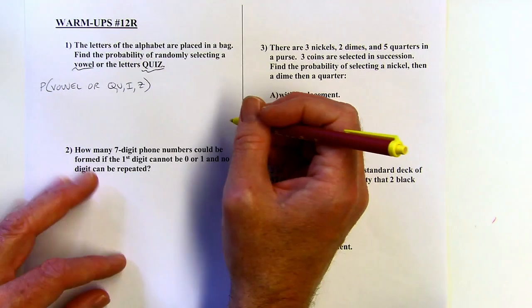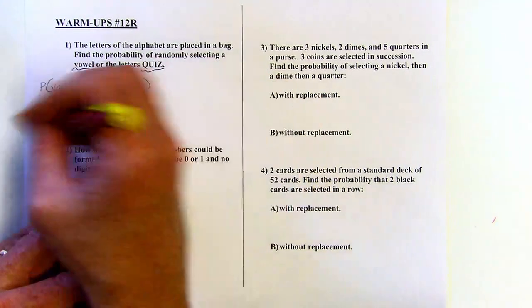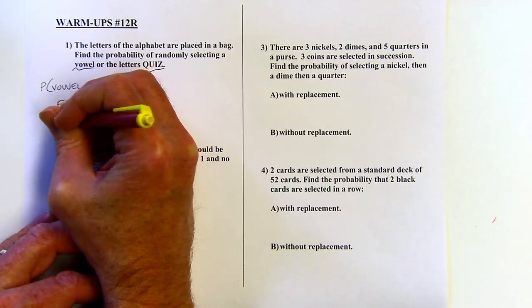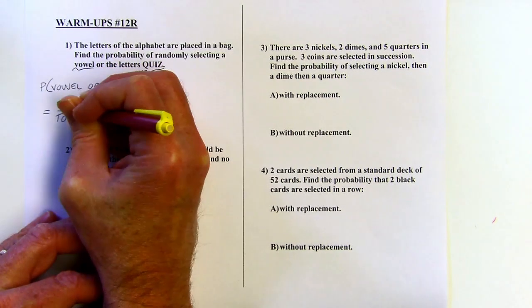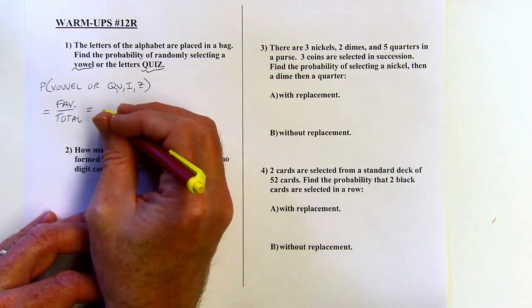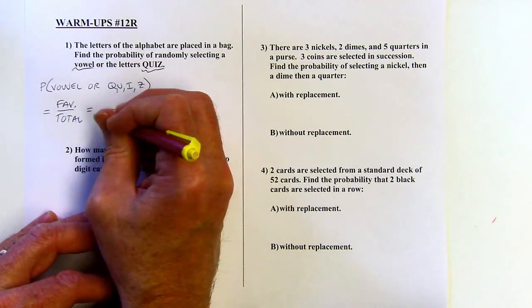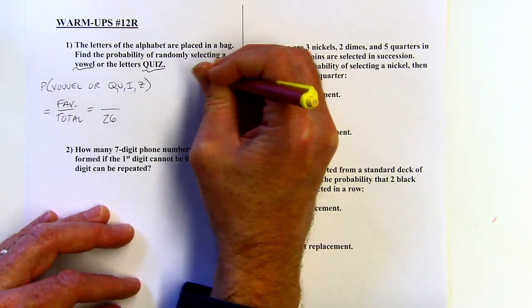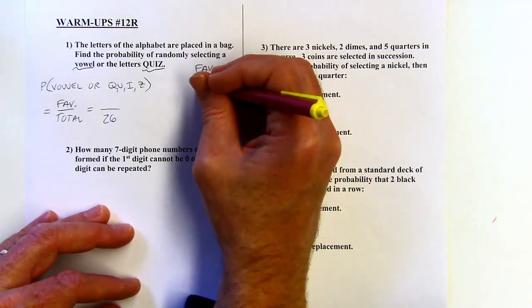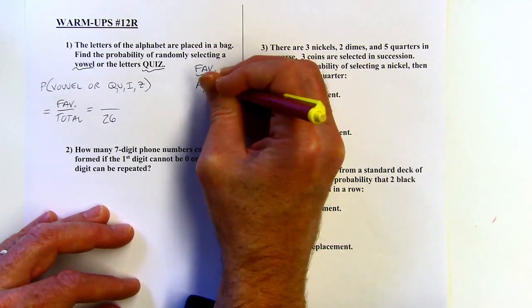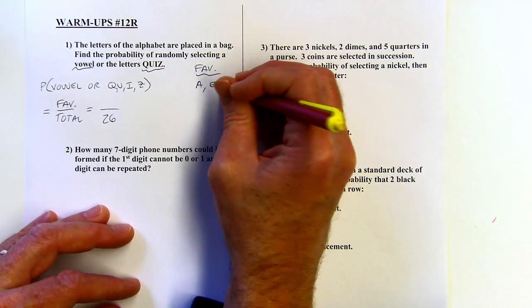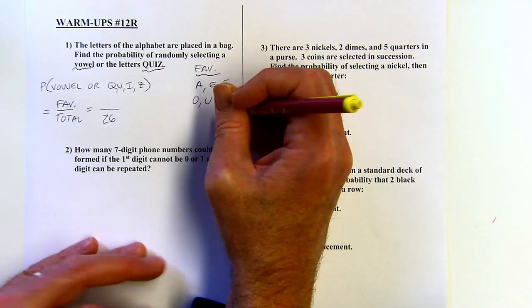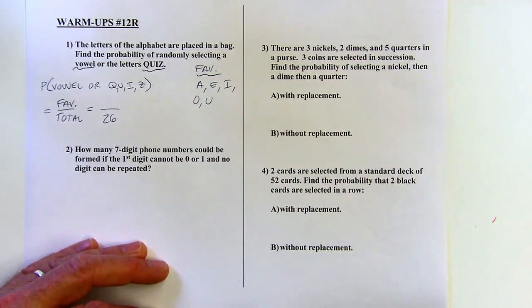Okay, so let's think about this. We want the favorable outcomes over the total outcomes. The total outcomes, well, you have to know how many letters there are in the alphabet. There's 26. Then let's make a little list of the favorable outcomes over here. Let's just count them up. Our vowels: A, E, I, O, U. I know some people count Y, but let's just count A, E, I, O, U as our vowels, okay?